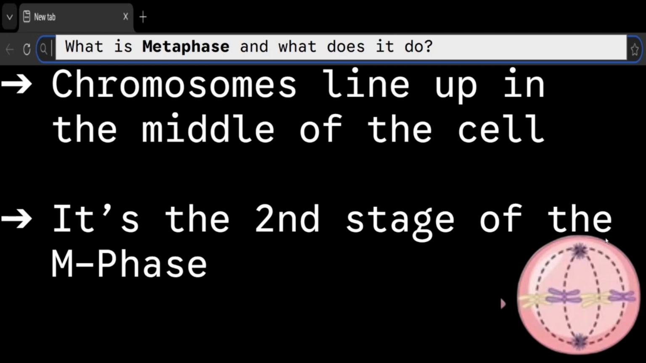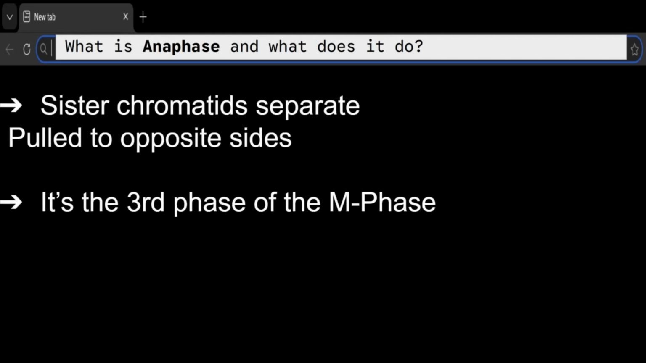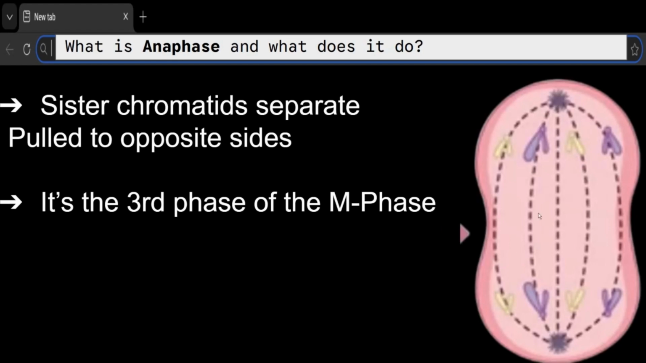Next, what is anaphase and what does it do? Anaphase is when the sister chromatids get separated and pulled to opposite poles. It's the third phase of M phase. As you can see in this picture on the right, not only did the cell extend in its height, but the sister chromatids, or these V-shaped looking chromosomes, get pulled closer to the centrioles.